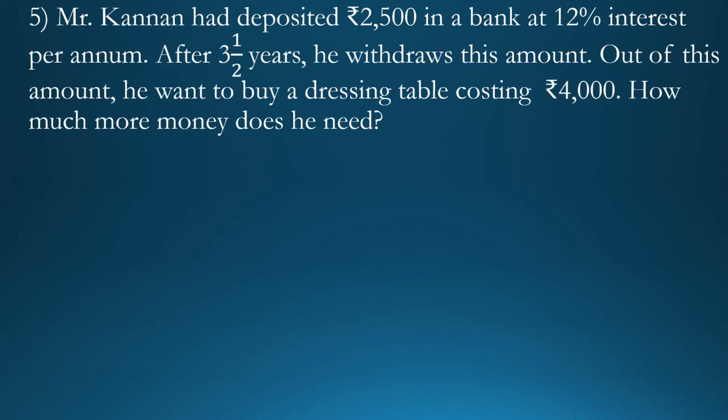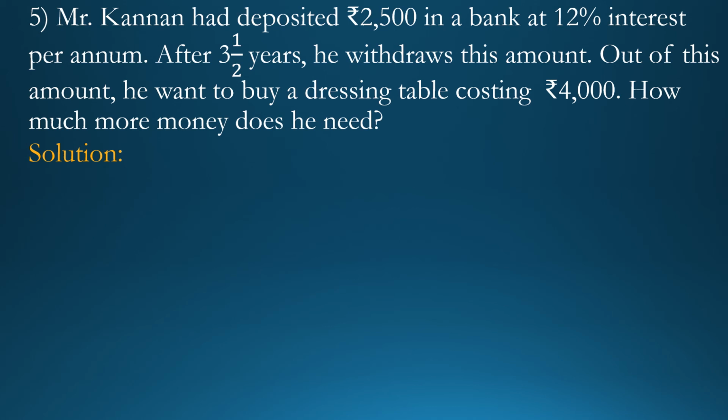The next is question number 5. Mr. Kanan had deposited rupees 2500 in a bank at 12% interest per annum. After 3.5 years, he withdrew this amount. Out of this amount, he wants to buy a dressing table costing rupees 4000. How much more money does he need? See, deposit means to keep and withdraw means to take away. In this question also, first we find the simple interest, then we find the amount, and then we find how much more money Mr. Kanan needs. How?